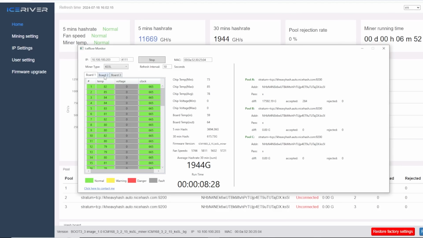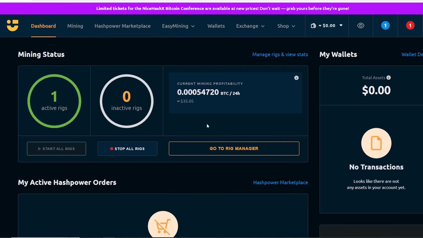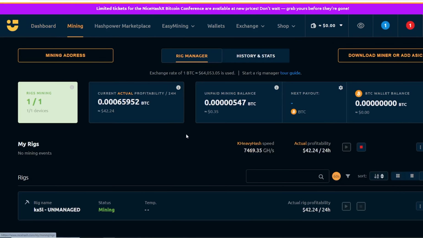So once I move this to my ASIC rack, it's probably going to be under 88 degrees Celsius at most. That's what my other one is at right now. So the board temperatures are good. And yeah, it's mining to NICEHASH here. Let me go to mining.